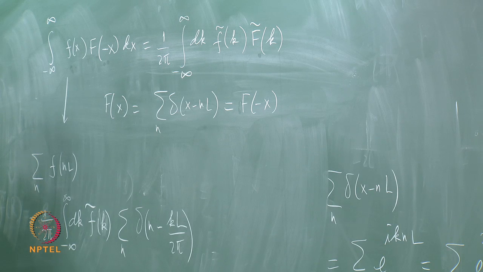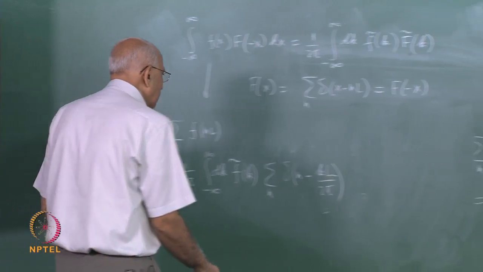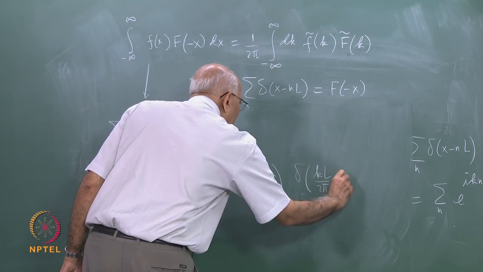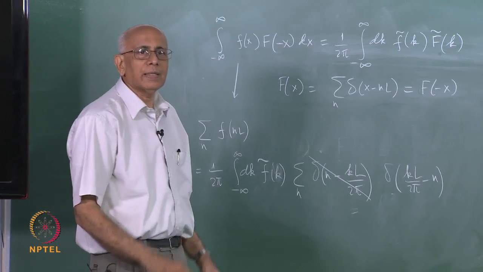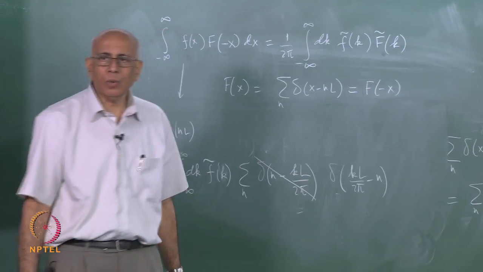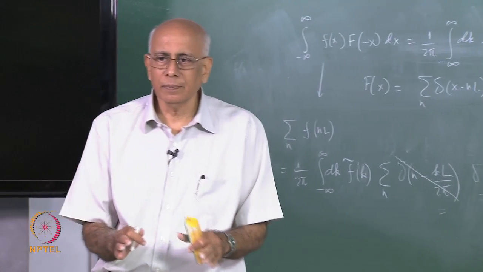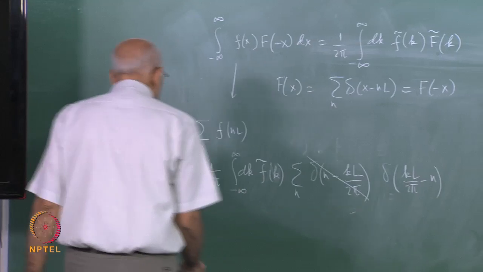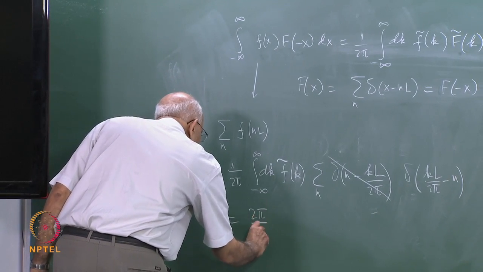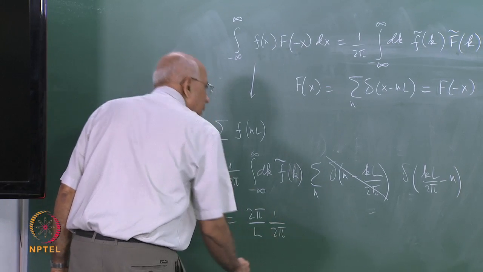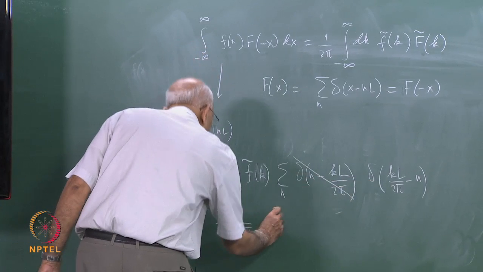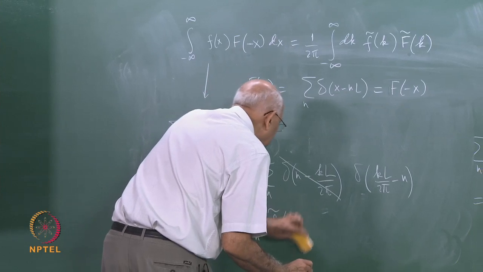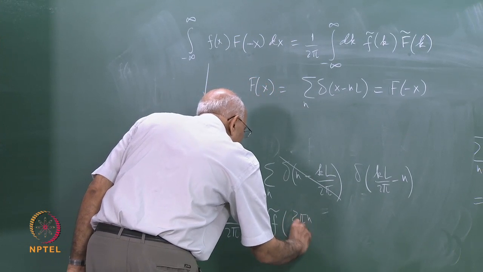So I need a delta of k minus something or the other to do that, and that is easily obtained, because I can also write this as delta of kL over 2 pi minus n, and I can take out this constant L over 2 pi. Now what is delta of Ax equal to, where A is a constant? 1 over mod A times this, in this case A is L over 2 pi, so this becomes 2 pi over L, and then there is a 1 over 2 pi summation over n, and I pick this up, so there is summation over n f tilde of 2 pi n over L.